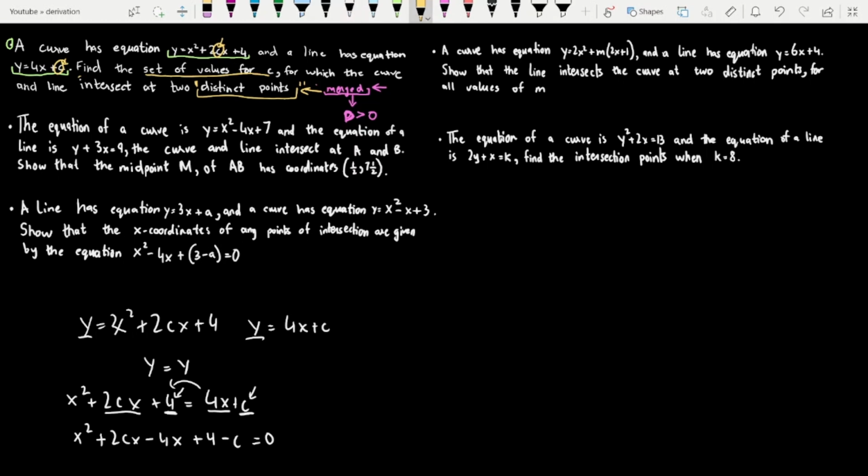And I can actually see that this x and this x is common, so I can take them out as common. That would basically look something like x squared plus (2c minus 4), and I'm taking the x out as common, and then I have 4 minus c. And all of this is equal to 0. Okay, so now this is my merged equation.